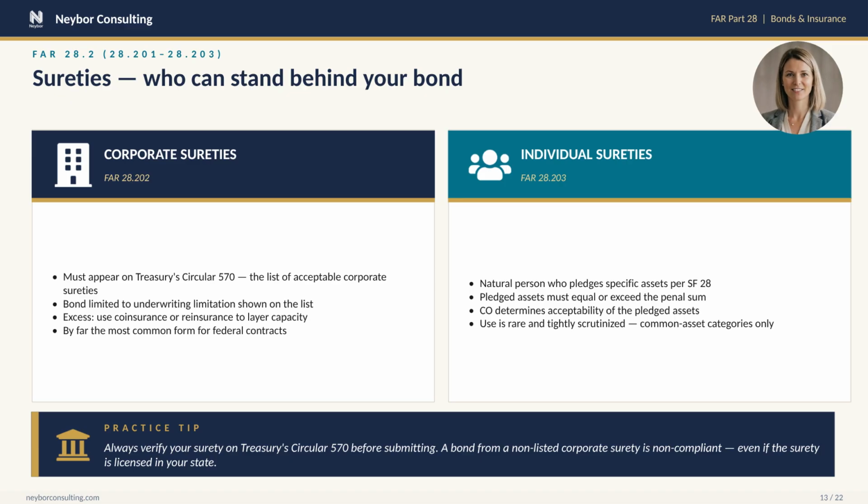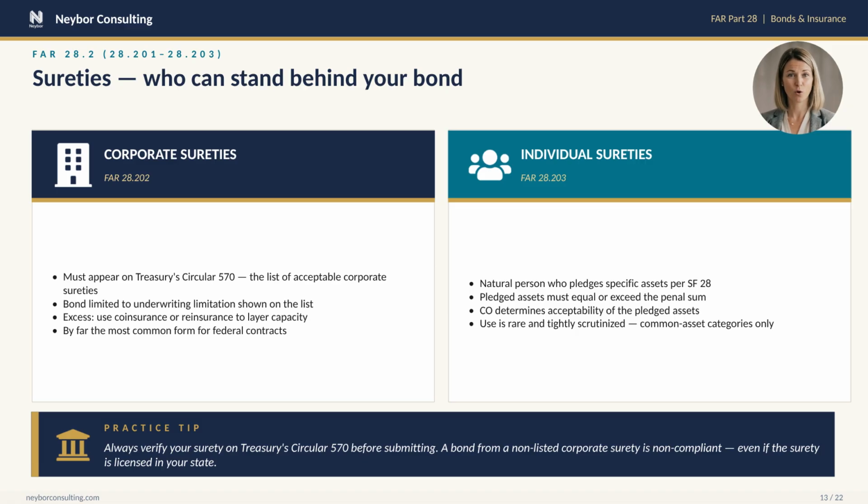Now we move from bonds to the parties that stand behind them, sureties. Subpart 28.2 has 3 relevant sections. 28.201 sets the policy, 28.202 governs corporate sureties, and 28.203 governs individual sureties. The 2 cards capture the key differences.